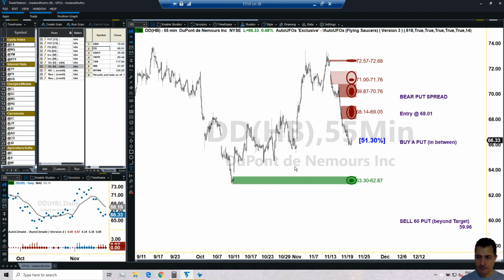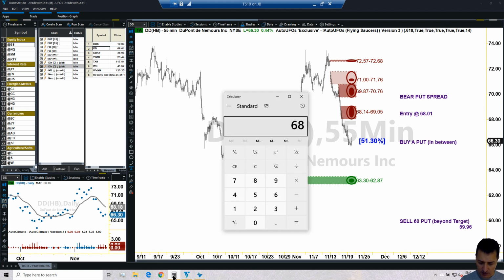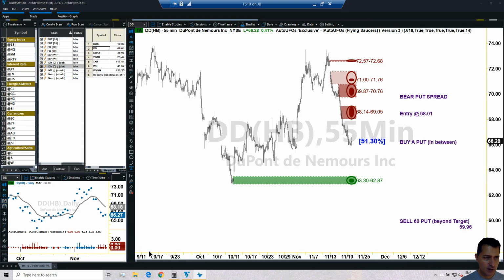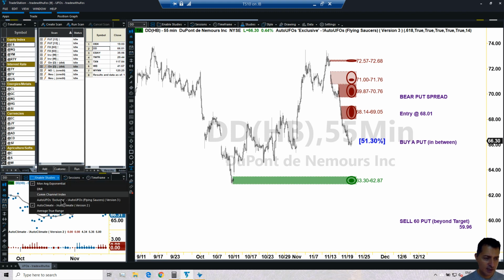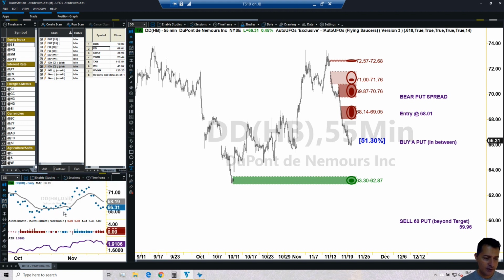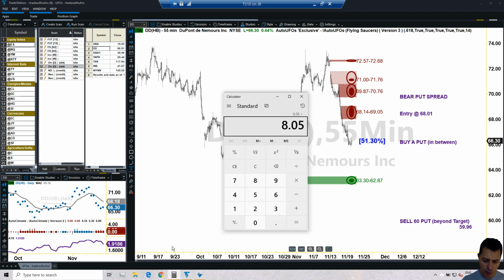So I'm going to calculate the distance between 68.01 and my target, which is 59.96. This tells me it's an $8 move, what we are trying to accomplish here. It's a nice move for a stock which is $68 per share. And in order for me to have an estimation for how long it's going to take to achieve that target, I'm going to activate average true range, that tells me that the stock is moving an average of $1.9186 a day in recent times.